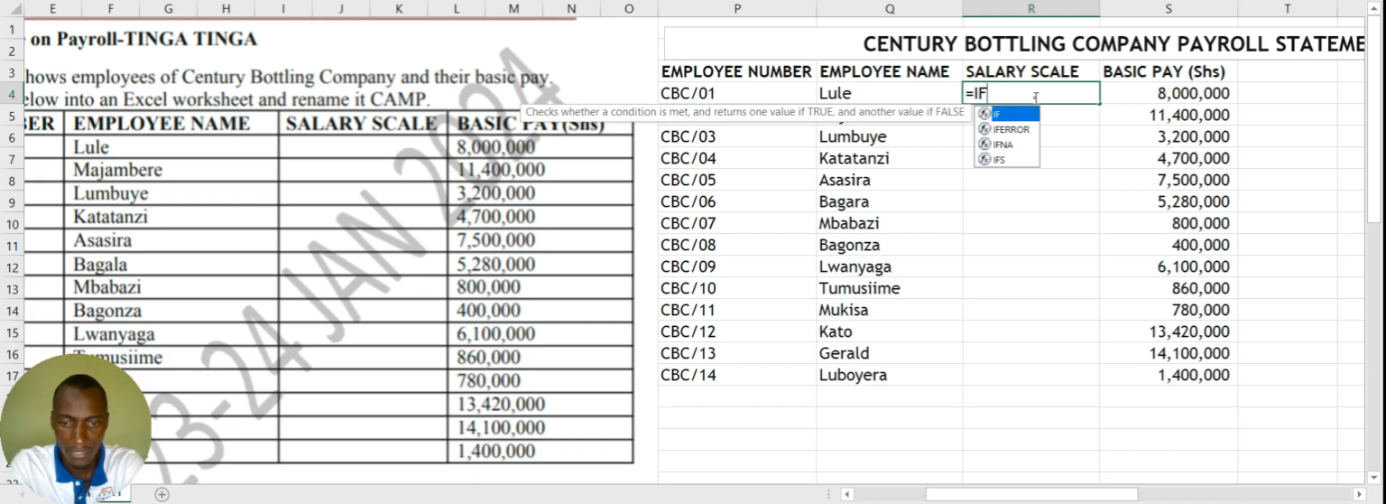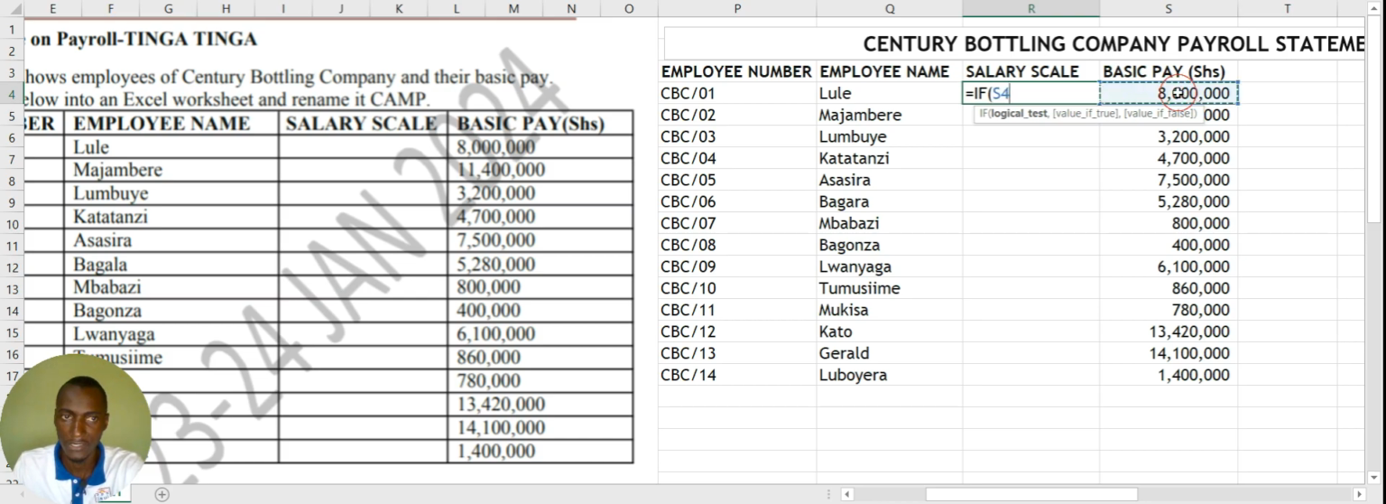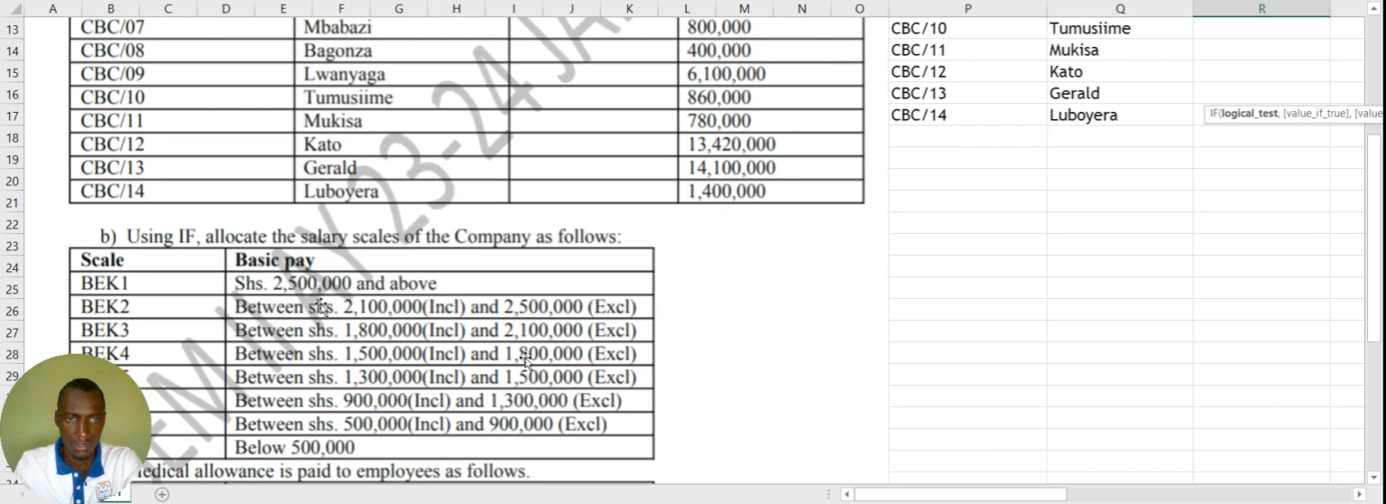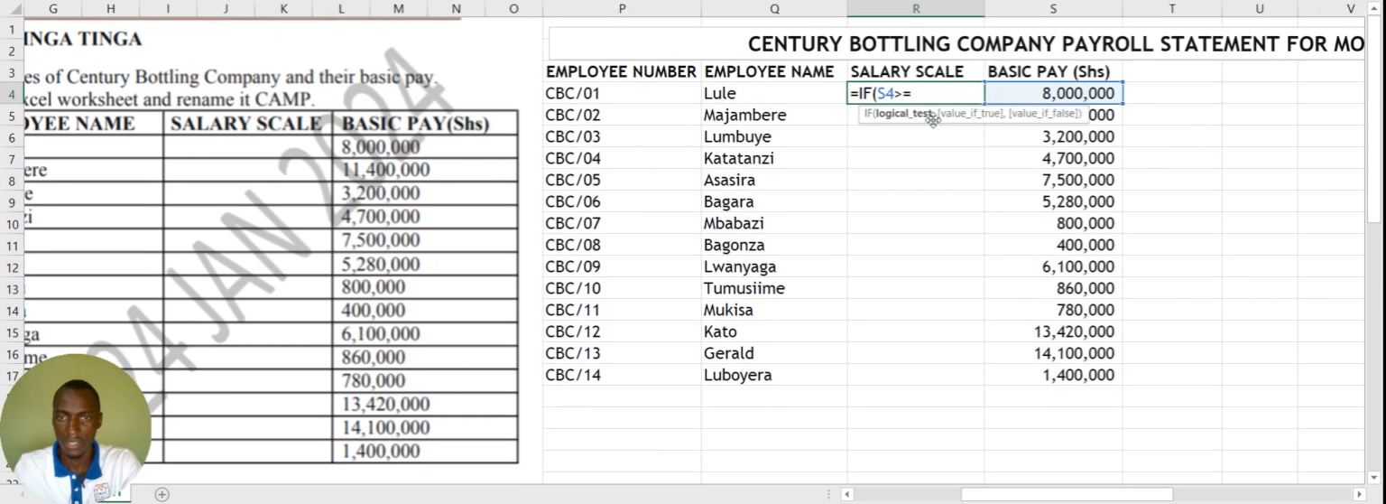So I'll say IF what? If basic pay, because we are using basic pay. So if our basic pay, that is S4, is greater than or equal to what? Shillings 2.5 million and above, that is B1. So this is 2.5 million, comma, we expect to see BAK1 for employees with a salary of 2.5 million and above.